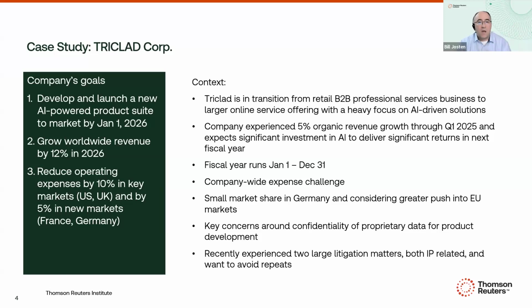So as you look at the goals that the company has set for the year, they want to develop and launch a new AI-powered product suite into market by January 1 of next year. Worldwide, they want to grow revenue by 12% in 2026. So next year's revenue target, big target. And they also want to reduce operating expenses by 10% in key markets like the US and the UK, and by 5% in our emerging markets, which are France and Germany primarily. So we've got that framework for the overall business. That's how we're beginning our understanding of where the business stands and how we want to find alignment to that as the General Counsel's office.